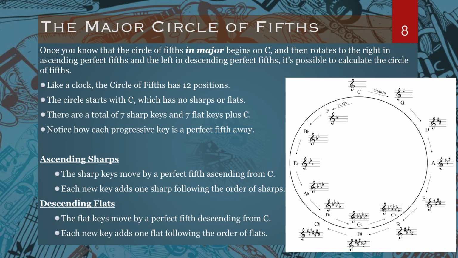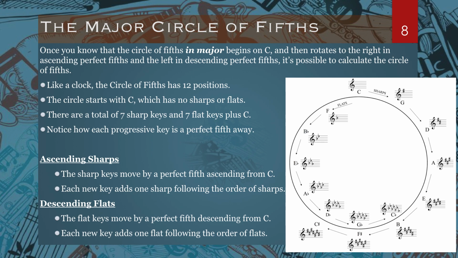One thing to note is that moving to the right from C, everything moves in an ascending perfect fifth. So C goes to G. If you calculate that, C to G is 5 scale degrees and 7 half steps. That's going to be true of all of these key signatures. G to D is another perfect fifth. D to A is a perfect fifth. A to E is a perfect fifth. E to B is a perfect fifth. B to F sharp is a perfect fifth. F sharp to C sharp is a perfect fifth.